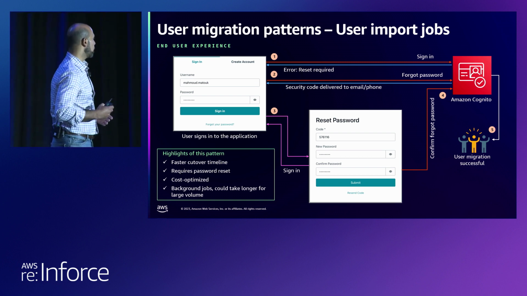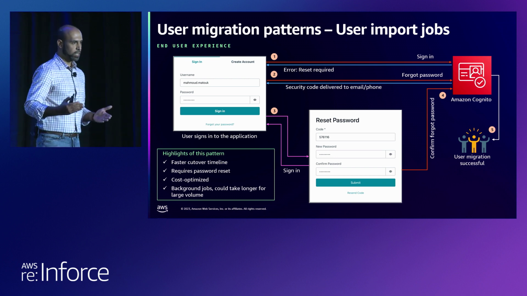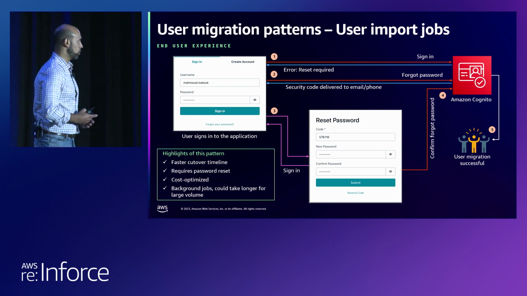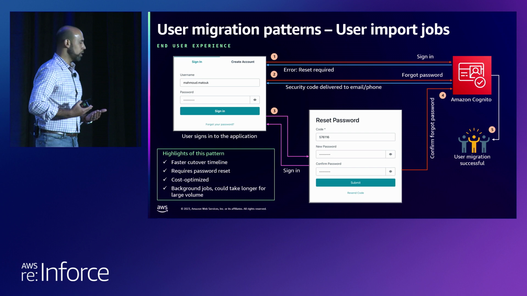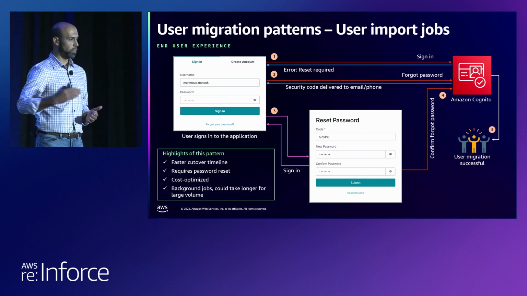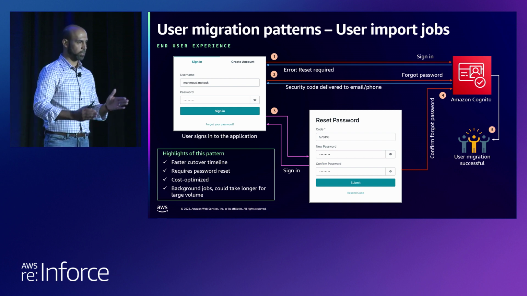This is also the most cost-optimized approach because imported users are not active. You're not charged for them until they become active. They attempt to sign in, or you make any changes to their profiles, and so on. Clearly, this requires a password reset, as I mentioned. And these jobs run in the background. They don't affect your actual quota. So as you run these migration jobs, your regular users can sign up and sign in.